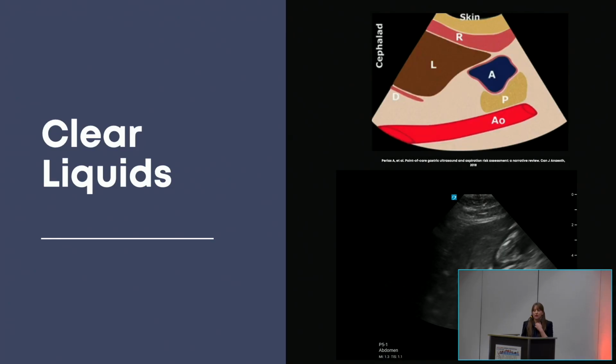And then this is the other most common thing we see, more of a clear liquids view, or this could just be baseline gastric secretions, not necessarily clear liquids. You can see the dark anechoic center of the stomach there, and that's just fluid. It could be liquids, like I said, or it could be gastric secretions.